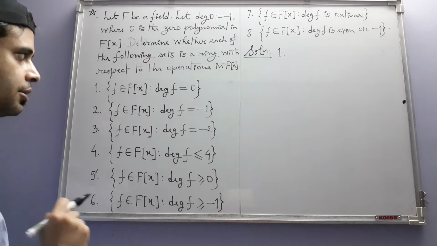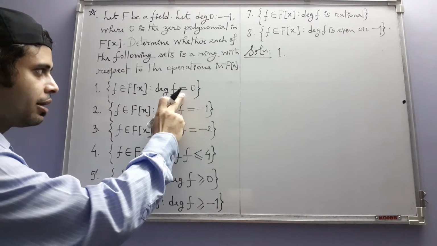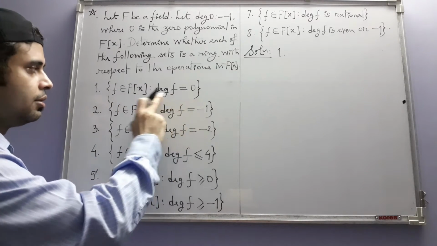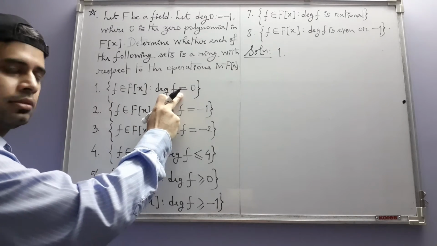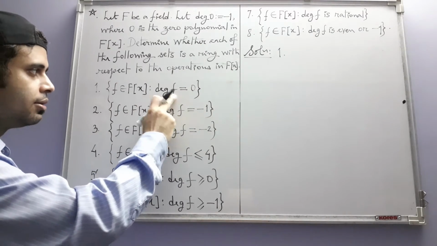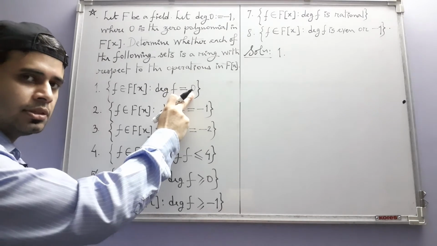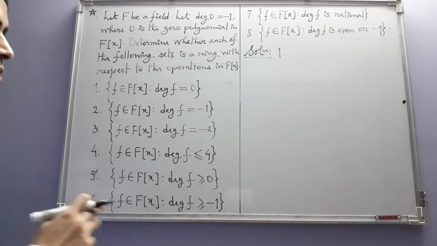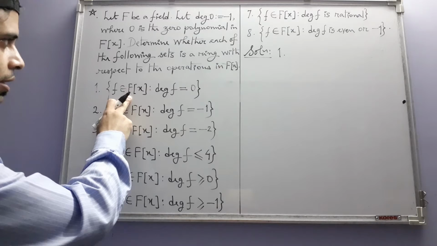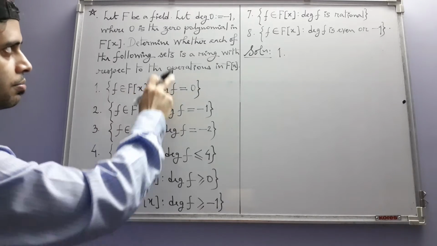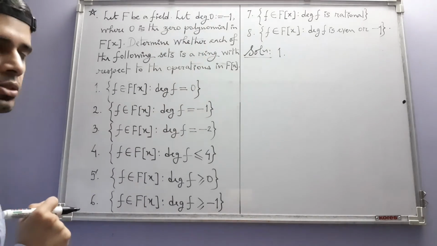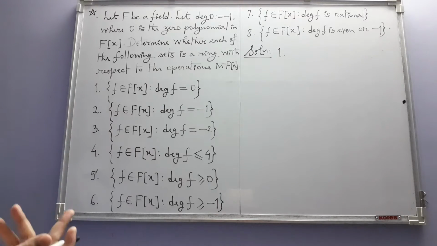Okay, but you can see that the zero polynomial is not here. Here we have those polynomials whose degrees are equal to 0, namely all non-zero elements of the field F. Since the degree of 0 is defined to be -1, 0 does not belong to this set.